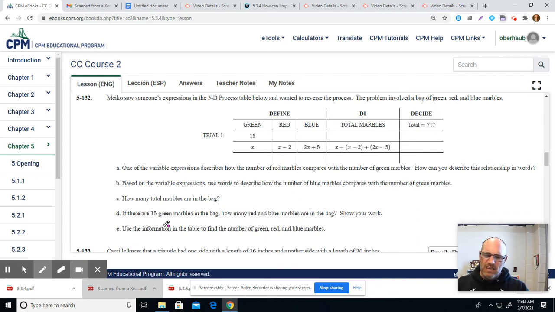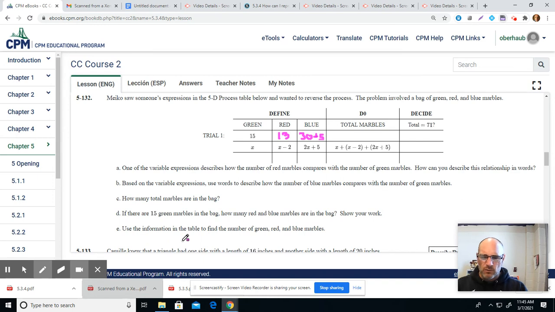Part D. If there are 15 green marbles in the bag, how many red and blue marbles are in the bag? If I have 15 green marbles, we know red is 2 less than green, so that would be 13. And for blue marbles, I double the green and add 5. If I double 15, I get 30, and then I add 5. So there are going to be 35 blue marbles. So that's part D: 13 red ones, 35 blue ones.